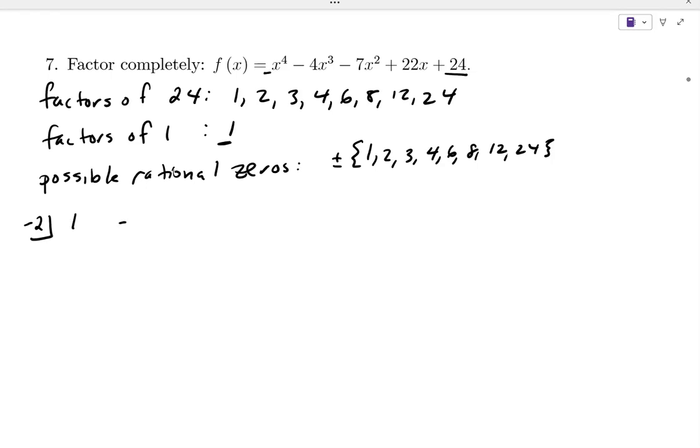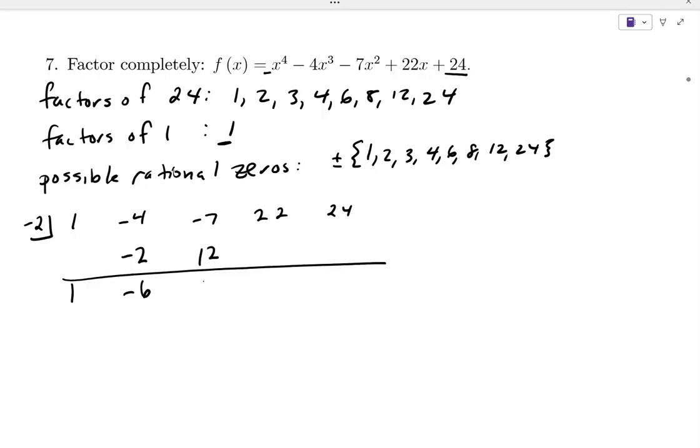My coefficients are 1, -4, -7, 22, and 24. Again, your synthetic division process is: bring down the first number, and then it's multiply and add, multiply and add, multiply and add. -2 times 1 is -2. Add down gives you -6. Multiply down gives you 12. Add down gives you 5. Multiply gives you -10. Add down gives you 12. Multiply over, -24. We get 0, and we're done.